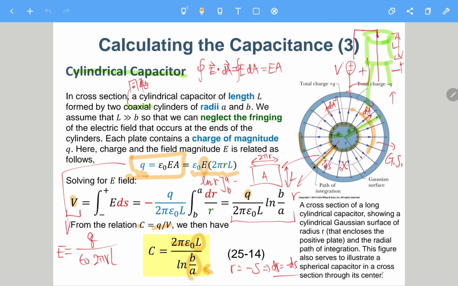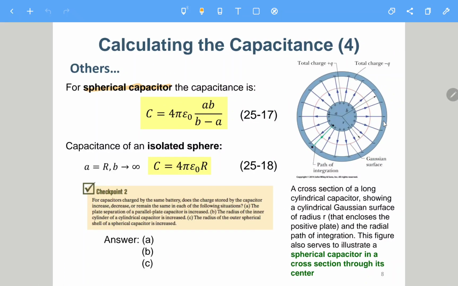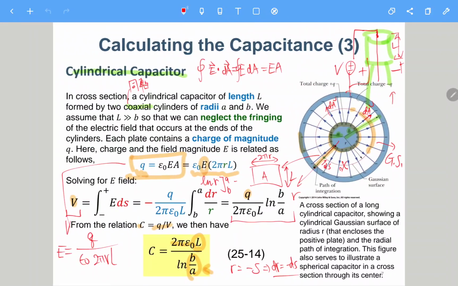The only difference is that here, A is different. A should be something like 4 pi r squared, because for this Gaussian surface, it should be a sphere rather than a cylinder. So the cross-section area should be 4 pi r squared, and so this is the cross-section area.